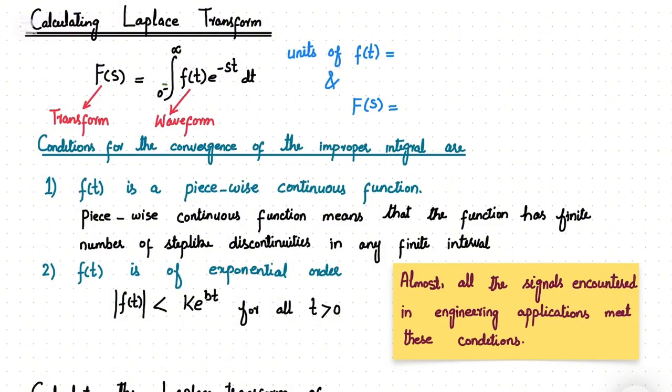In mathematics, most of the time this lower limit is taken as 0. In electrical engineering, the lower limit is taken as 0 minus. Effectively 0 and 0 minus are the same, but why we have used 0 minus over here would be explained soon. The function f of t, which is the time domain function, is multiplied by a decaying exponential function e raised to the power minus st and integrated over the limits from 0 minus to infinity.